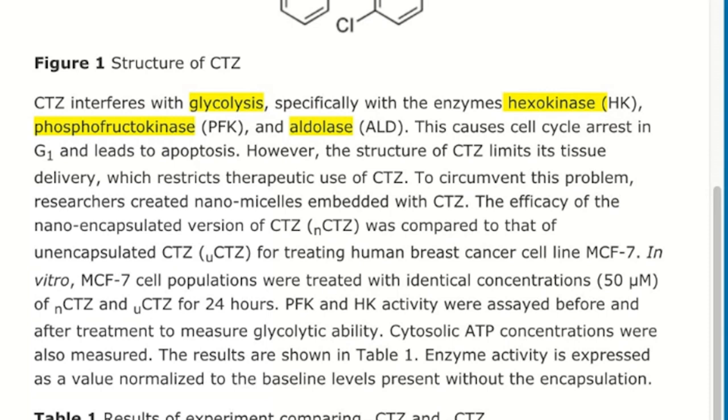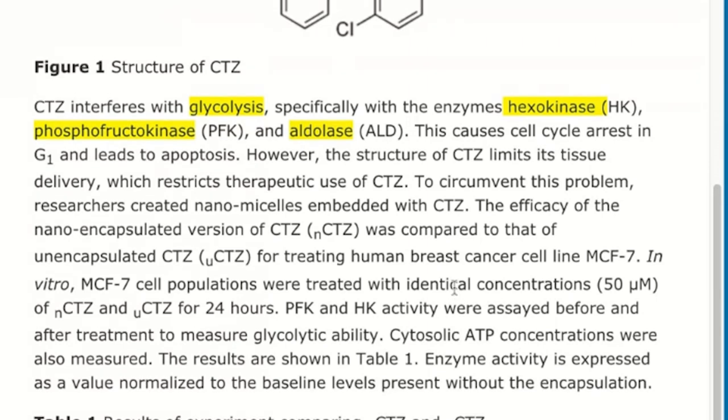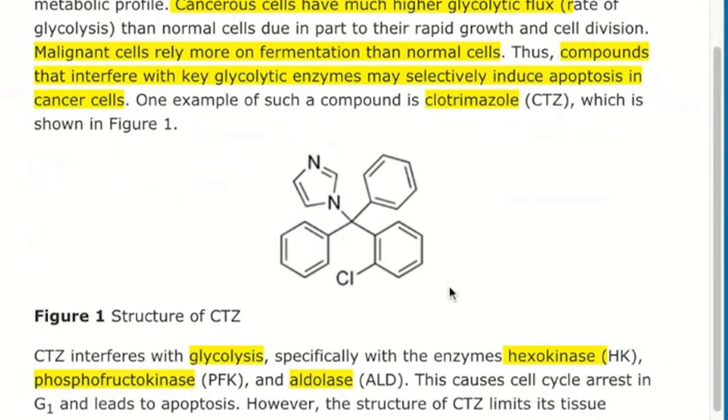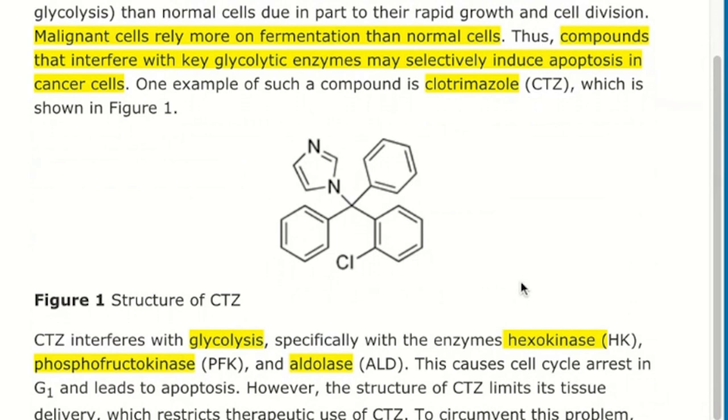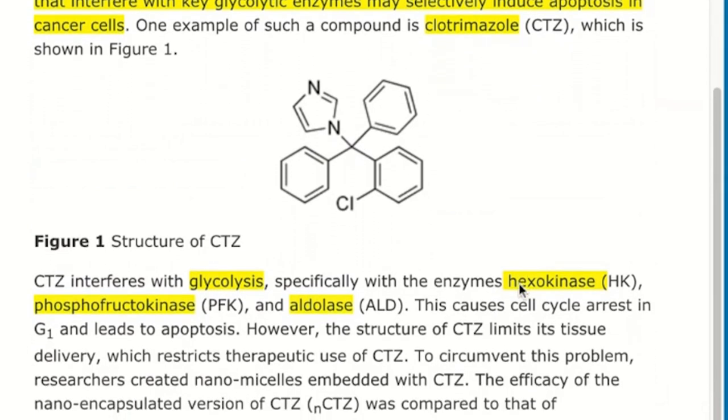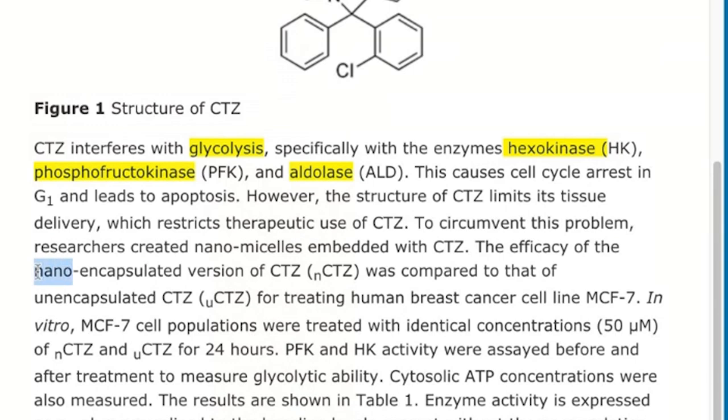We stop right there. I love what they've laid out there. In just a few sentences, they've said, all right, we've got this amazing molecule, but its structure limits us giving it to cells. How are we going to fix that? What's their research? What is their experiment? Oh, we've put it in these nanomicelles, NCTZ, and we're comparing this nano-encapsulated version with unencapsulated CTZ. And what are we testing it on? We're testing it on this human breast cancer cell line called MCF7.